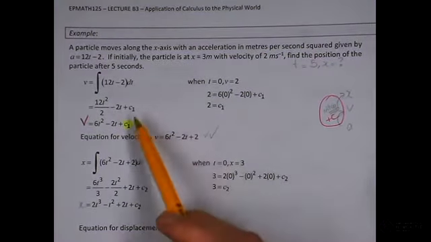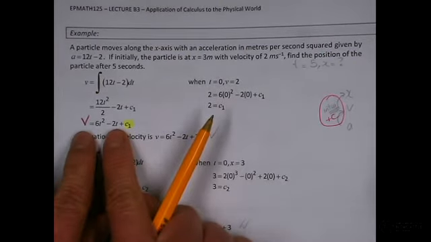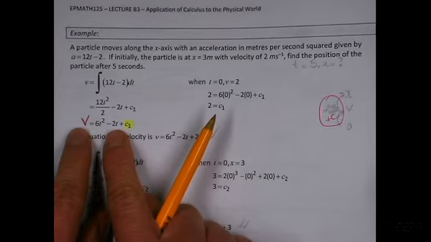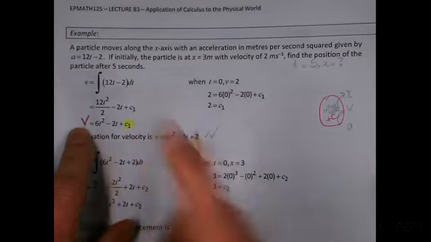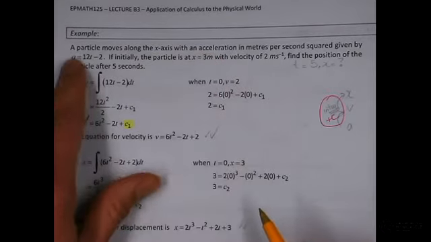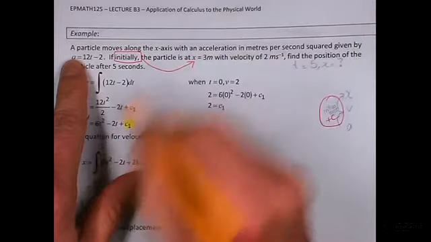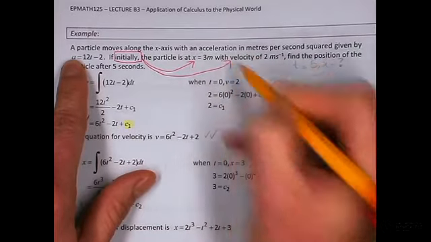Now that means there must have been a clue in the question. So let's go back. Can you find me a clue that's got a V and a T involved in it? So when I go back to the beginning, it says, a particle moves along the x-axis with an acceleration given by this. Initially, the particle was at. Also initially, the velocity was.